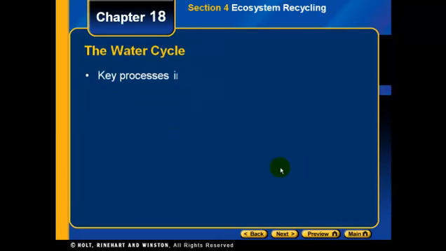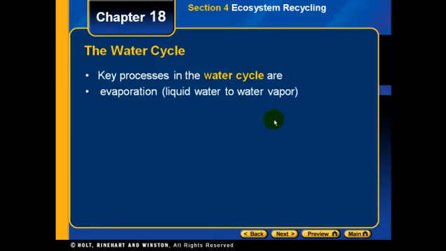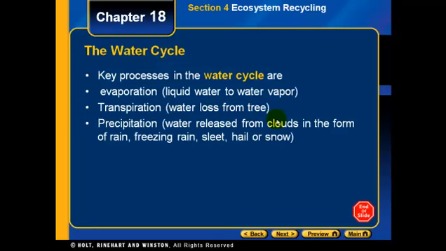The first one is the water cycle. The key processes you should know for the water cycle are evaporation, which is liquid water to water vapor, transpiration, which is the water lost from a tree leaf, precipitation, which is water released from the clouds in the form of rain, freezing rain, sleet, hail, or snow.